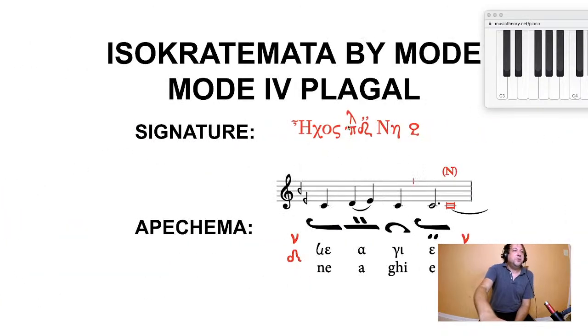And then plagal 4th mode plagios, as we see again with the B lambda, symbol for 4. Ni is your bass, and then that's your symbol for the tuning for plagal 4th on ni.